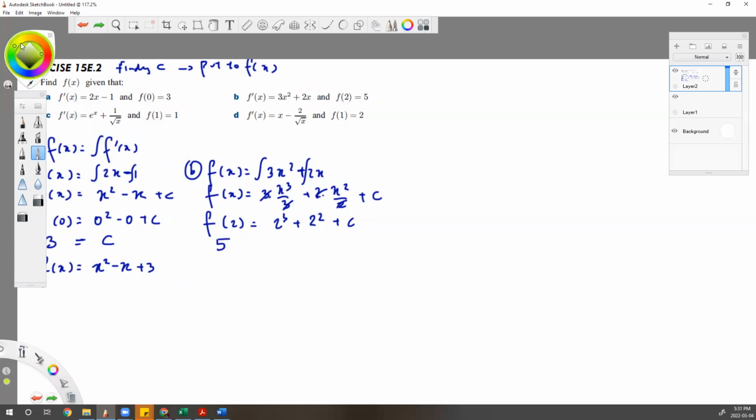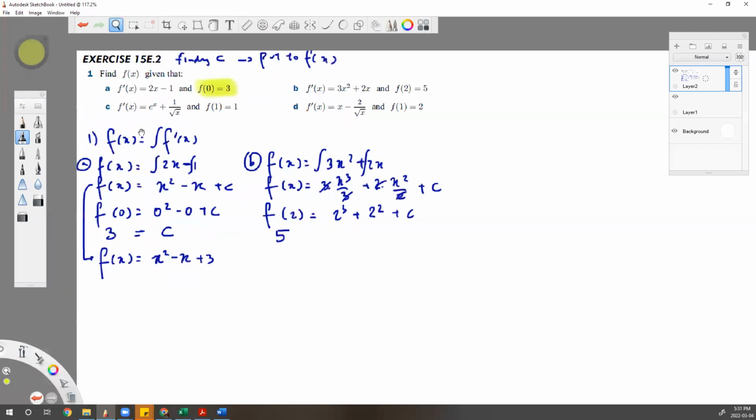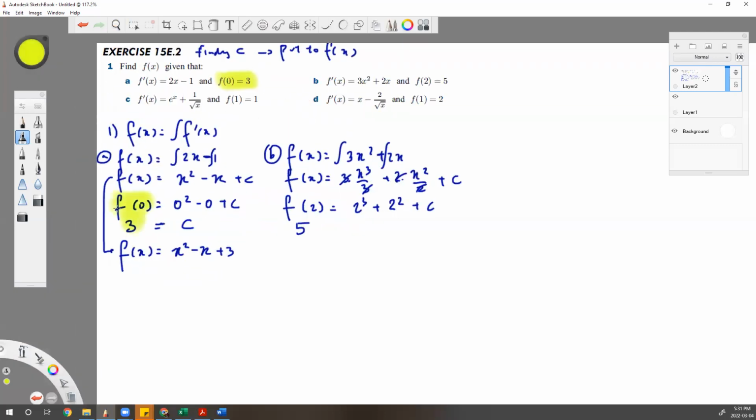I think I need to do this so you can see it clearly and easily. F of 0 equals 3. There you go. F of 2 equals 5. Okay, and you change all the x to 2. So 5 equals 8 plus 4, 12 plus c. And we can get the value of c.